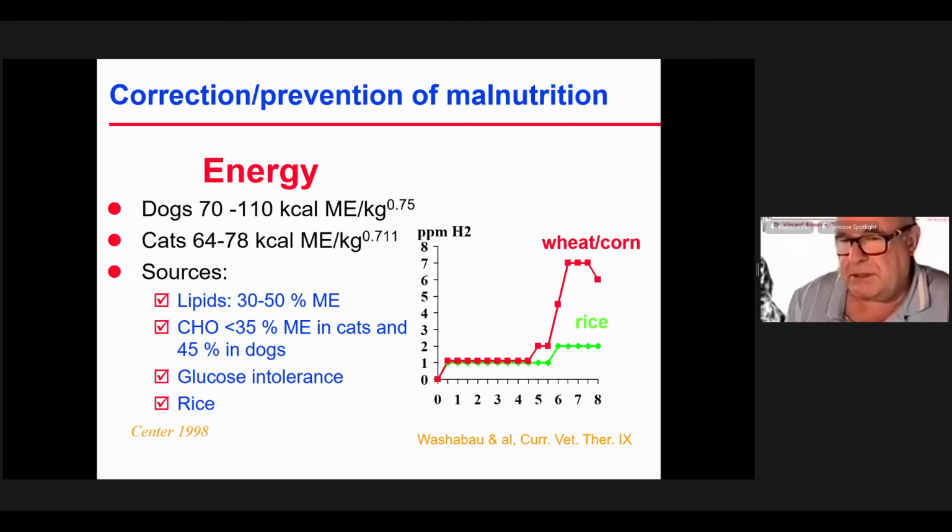And then when it gets into the large intestine, you see that the fermentation is much higher with wheat and corn. You have more hydrogen produced than with the rice, which means that there is more starch arriving in the large intestine when you eat wheat and corn than when you eat rice. This is the case if you are eating grain of wheat or grain of corn. If you're using purified starch from those cereals, like in flour, like in starch, then the digestibility in the small intestine is much higher and there is less left over for the hindgut.